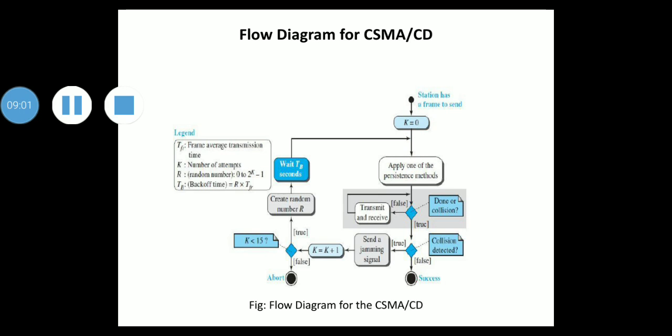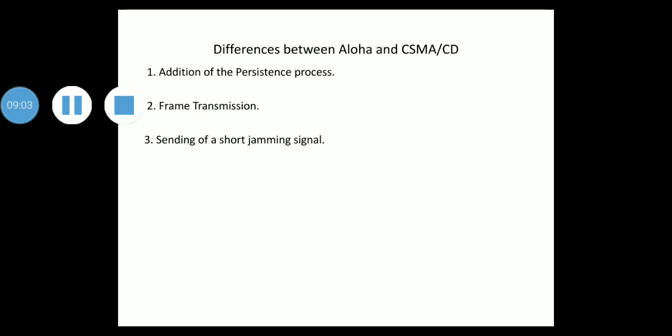Okay, now we'll see the differences between Aloha and CSMA CD. There are 3 differences. The first difference is the addition of the persistence process. In this, there is a need to sense the channel before we start sending the frame by using one of the persistent processes which have been described previously. Either it may be non-persistent, one persistent or p persistent.